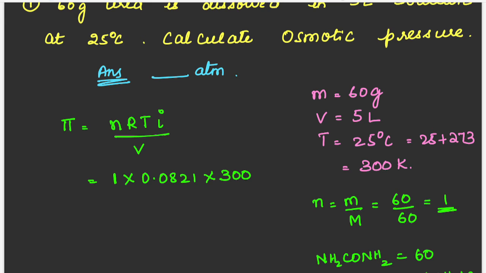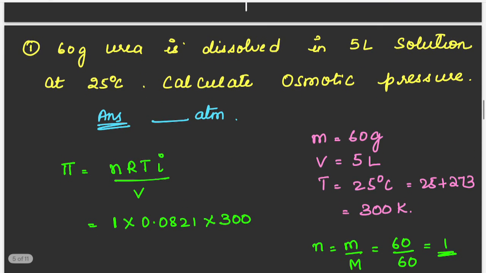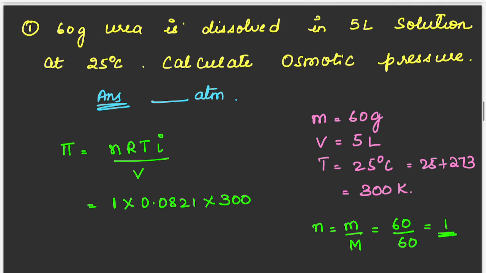And then what is I? I is called the Van't Hoff factor. So what is the Van't Hoff factor for urea? I have already made a detailed video on how to find the Van't Hoff factor for different solutes. Here the solute is a non-electrolyte. Therefore, the Van't Hoff factor will be equal to 1. If you don't know how to find it, I have given a beautiful trick on how to find it for electrolytes and non-electrolytes. You can watch that. Go to the playlist and watch that video.